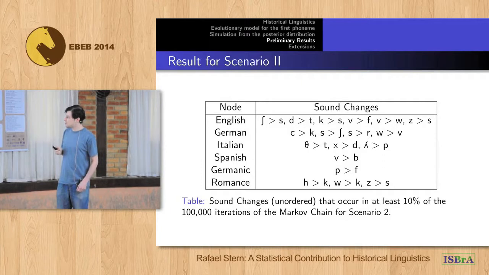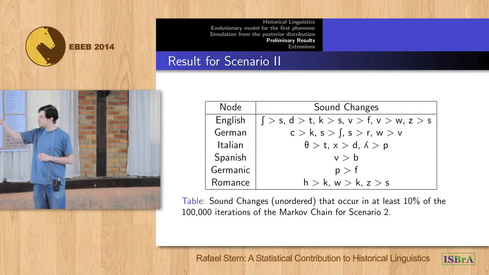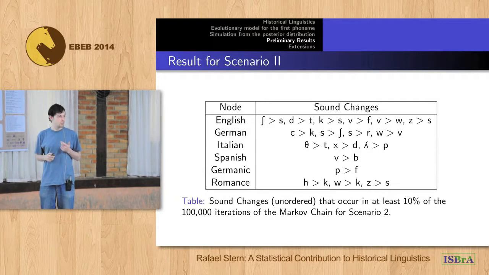And in the second scenario, in which we use English, German, Italian, and Spanish, we try to identify what sound changes occur in these languages. And most of these sound changes are correct, but we have a problem. For example, it identifies that in Italian we have theta becomes t, but what actually happens is that t becomes theta. And this is a sort of a problem. If we remember the initial table in which we didn't know if f becomes p or p becomes f, sometimes the data doesn't provide any evidence to distinguish among these different scenarios.